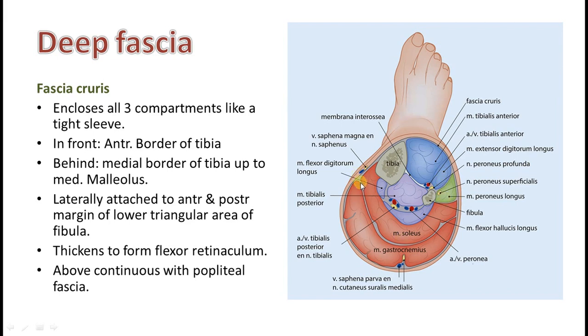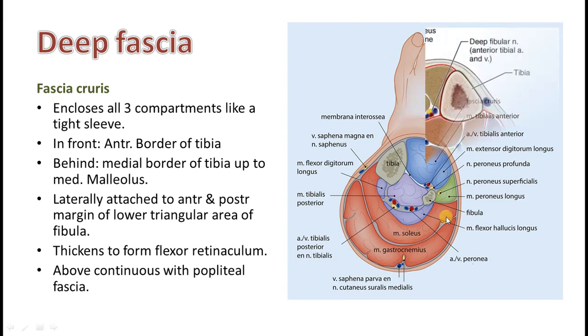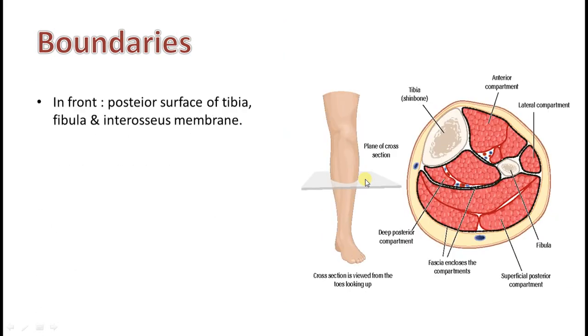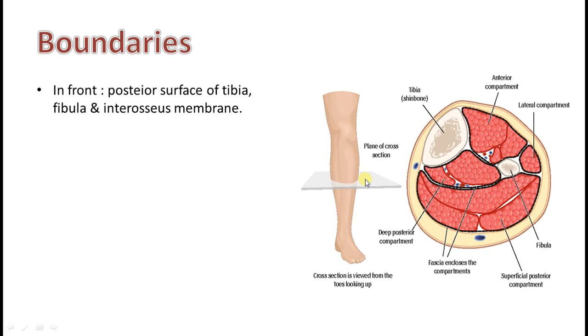Not only that, it is also going to give the deep transverse septum, which we will see. So here you are able to see the attachments of the fascia cruris, how it is attached to the anterior border of tibia, then to the medial border, and posteriorly it encloses the posterior compartment muscles, and the deep transverse fascia is again here. So coming to the posterior compartment or the flexor compartment.